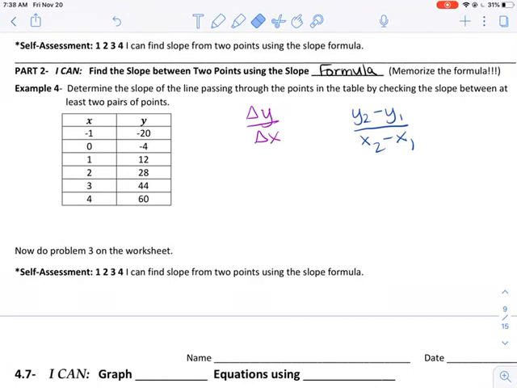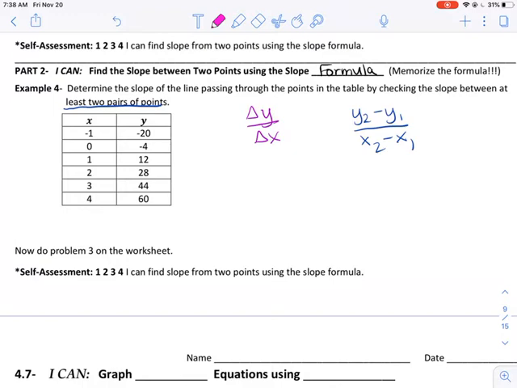Okay, this says to determine the slope of the line passing through the points in the table by checking the slope between at least two pairs of points. So we're going to end up finding the slope twice for each method. All right, we're going to go ahead and do the change in y over change in x. I've showed this in the rate of change video because rate of change and slope are the same thing.